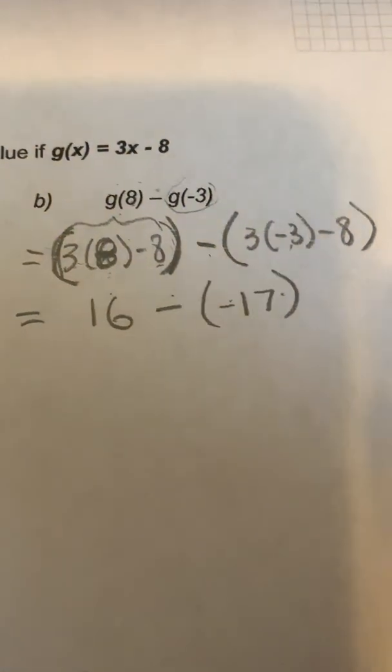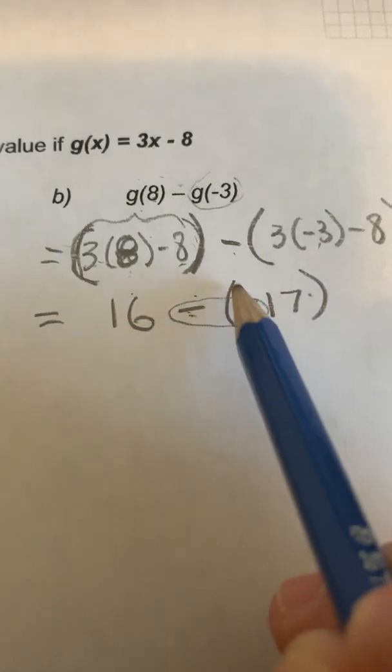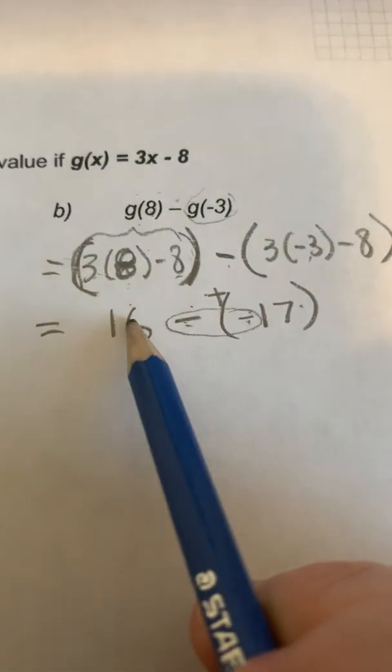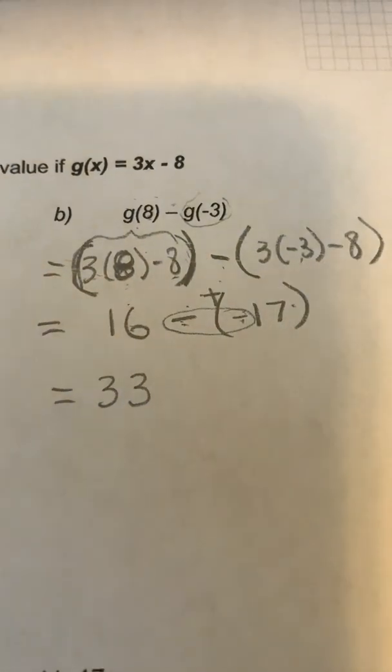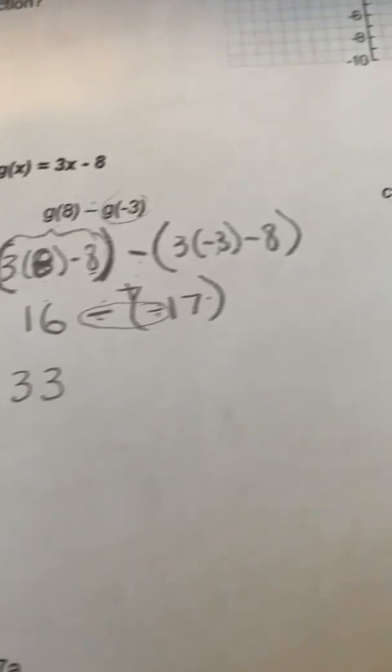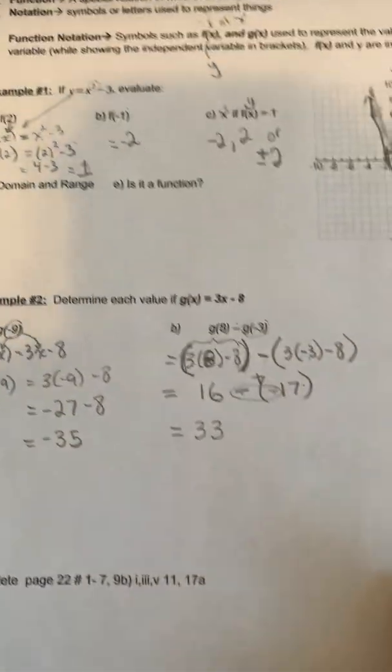Okay, so going back to grade 8 and 9, when we have a double negative or double subtraction, that makes a positive. So we have 16 plus 17 gives us 33. Okay, so those are those ones so far.